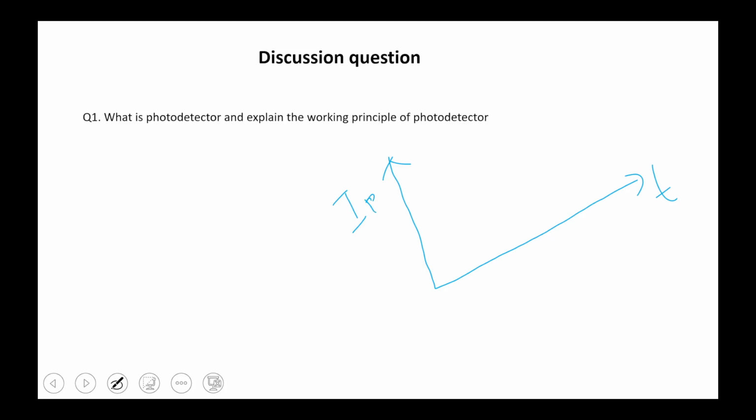Yes, somehow correct. I will explain that. This is the I and T graph. This is our baseline, the dark current. We have not exposed any light on the material.